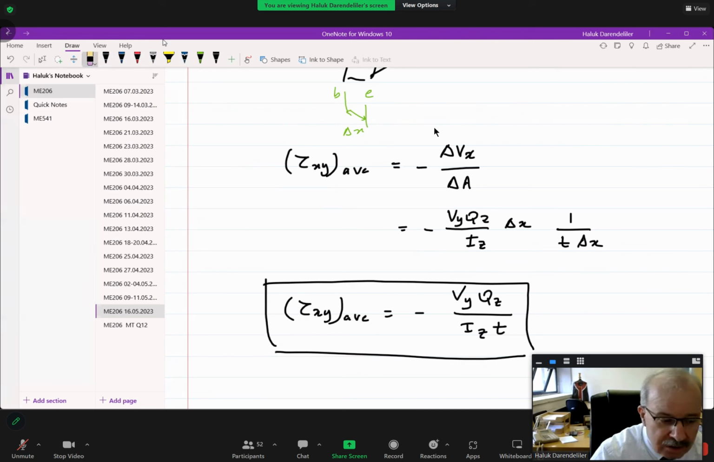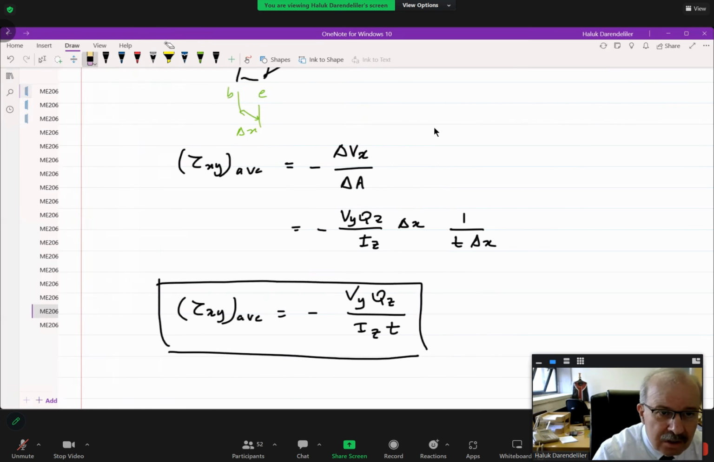Okay. So this is the shear equation. And don't forget that Iz is the total moment of inertia.